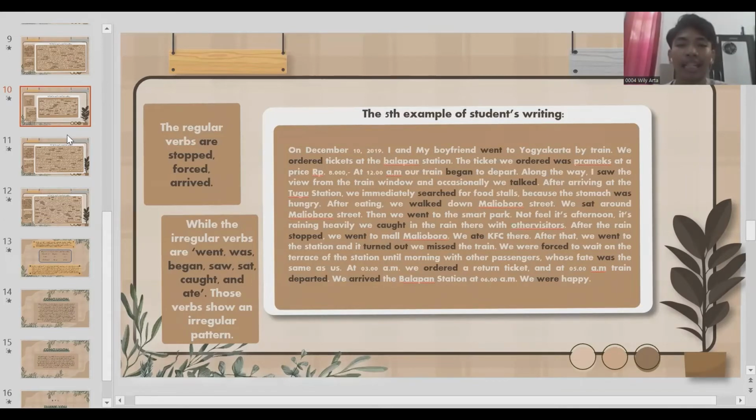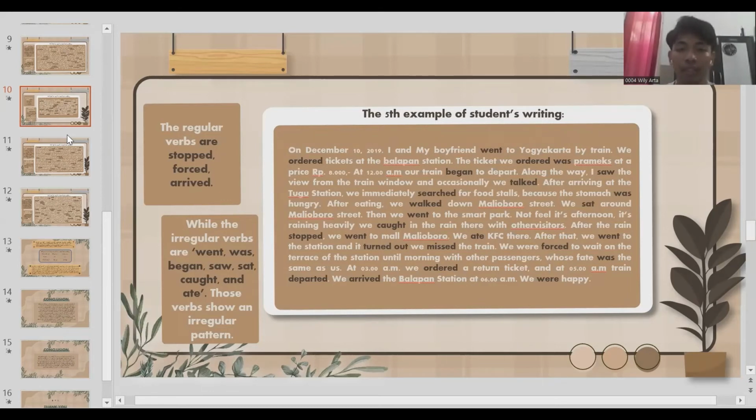All right, let's move to the fifth example of students' writing. The essay above shows that the student used regular and irregular verbs in her or his writing. The regular verbs are stopped, forced, arrived. The rule of the regular verb is that for a verb with one syllable, a single vowel, and ending in a single consonant, the consonant must be doubled before adding ed.